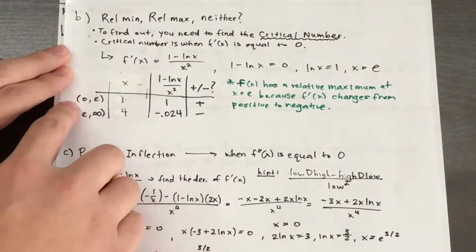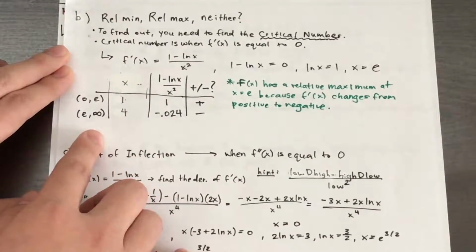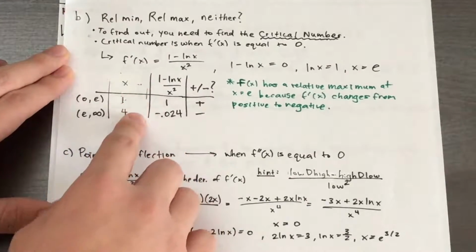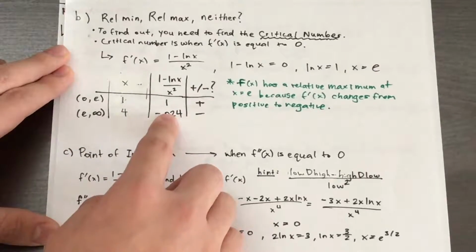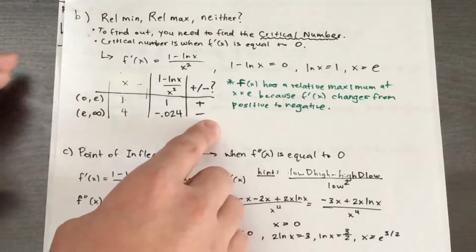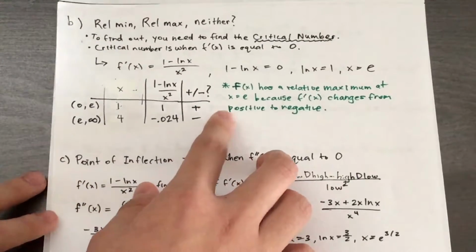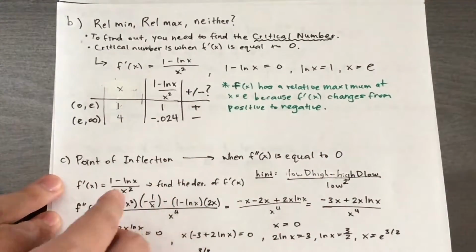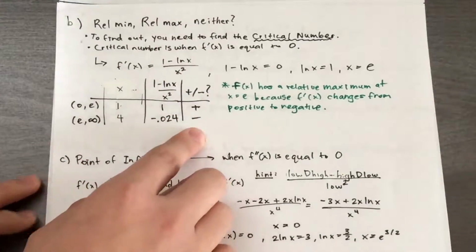Now let's set up the intervals 0 to e and e to infinity to see if it changes signs. So you can pick a random number within these intervals and then find the f prime value, see if it's positive or negative, and in this case it goes from positive to negative. So we can say that f of x has a relative maximum at x equals e because f prime of x changes from positive to negative.